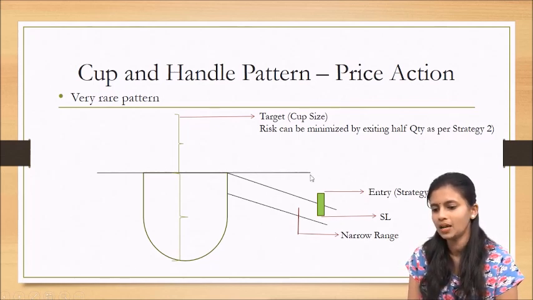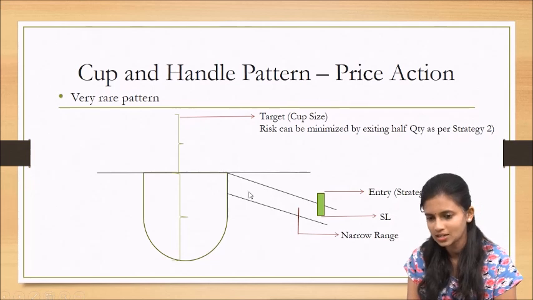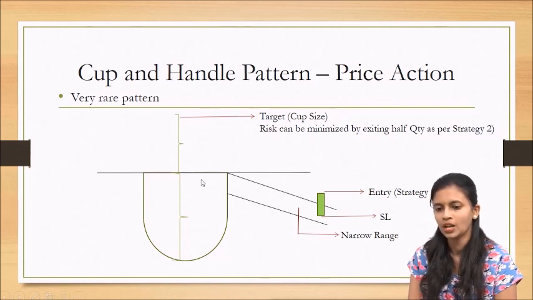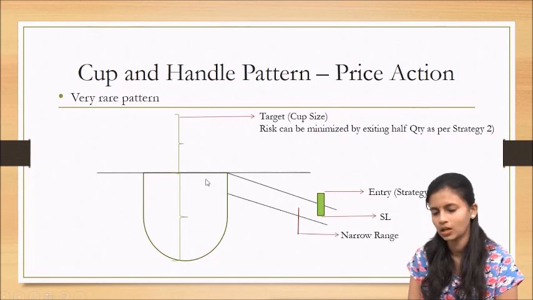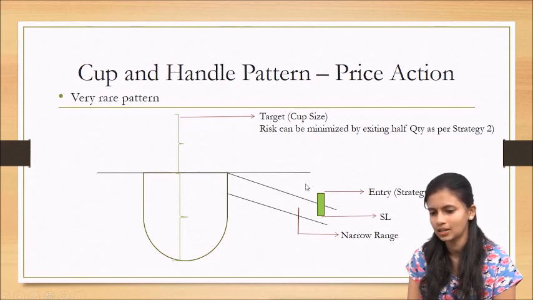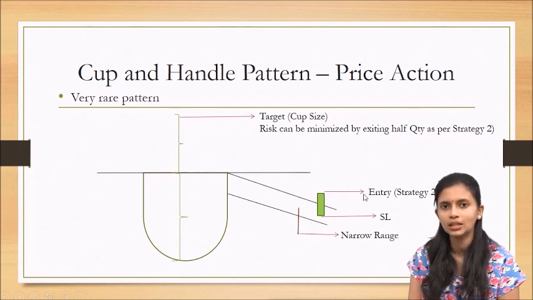Now when you apply strategy 2 over here, your risk can be minimized by exiting half quantity as per strategy 2. That is, here itself you can check what is the previous swing high, and set that as target for half quantity, and for the rest half quantity you can keep this cup size. Okay, that is up to you how you manage it. But if you want to minimize the risk, you can keep the target here itself, that is the previous swing high. Again, make sure that RR is met.